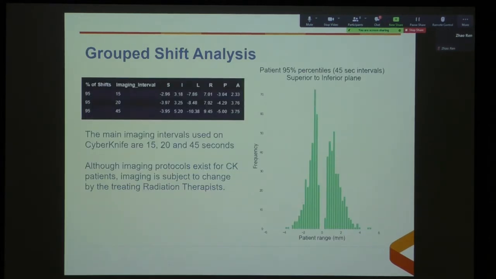So I next move on to grouping the data and looking at the range across all of the patients and looking at their 95th percentiles. So this is an example of that just in the superior to inferior plane, and that is only taken from the 45-second imaging intervals. And at the top you can see where I've compiled that. There's more work going on here at the moment.